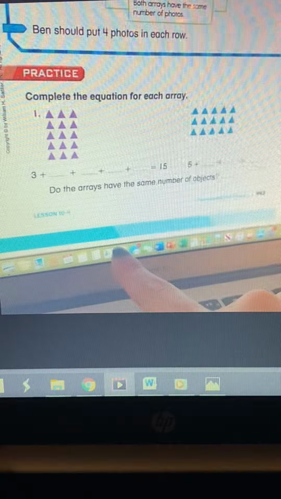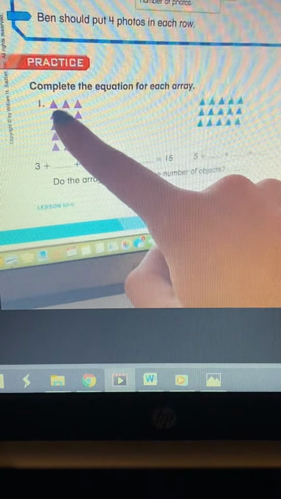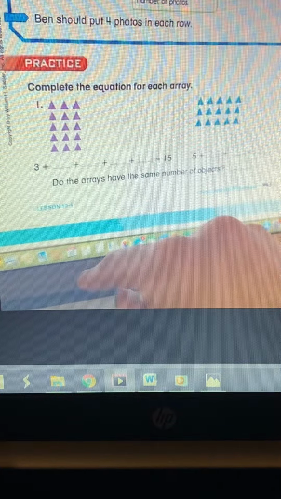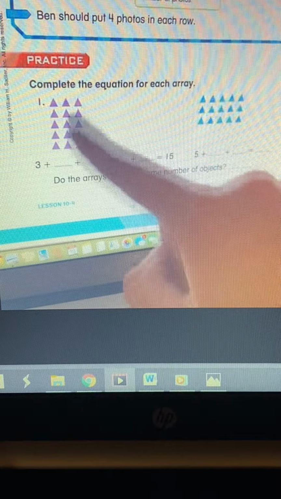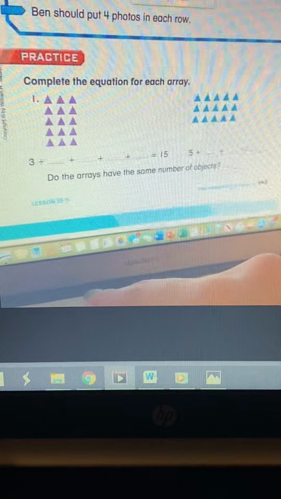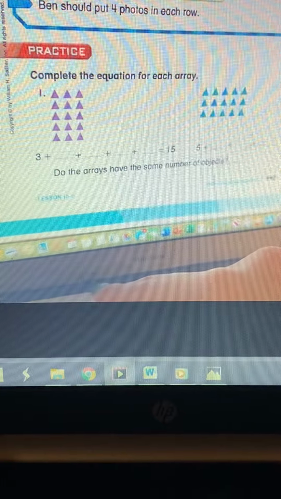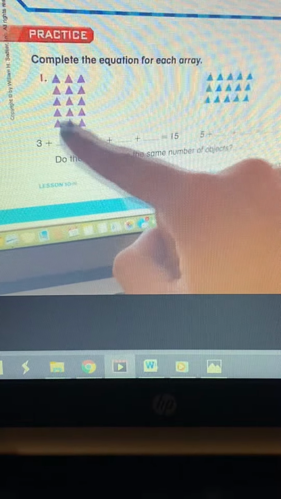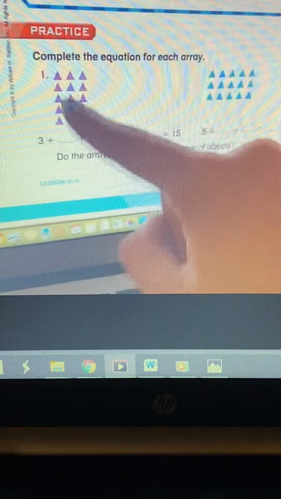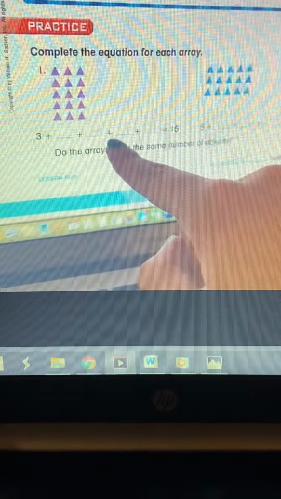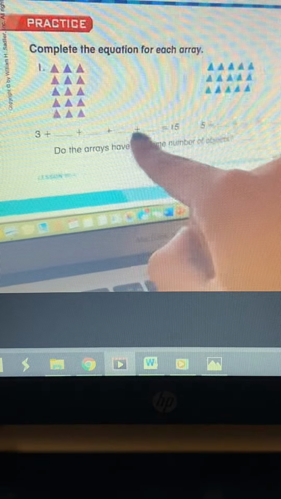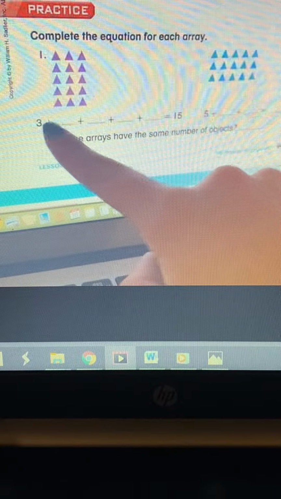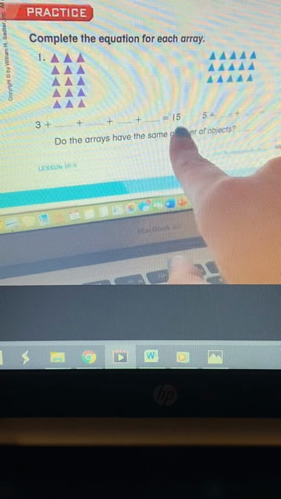So when I look at number 1, I can see that we have 1, 2, 3, 4, 5 rows. We have 5 rows of 1, 2, 3. So we have 5 rows of 3. So I am going to add each row together. So we have 3 plus 3 plus 3 plus 3 plus 3. And if I add every single number, I would get 15.